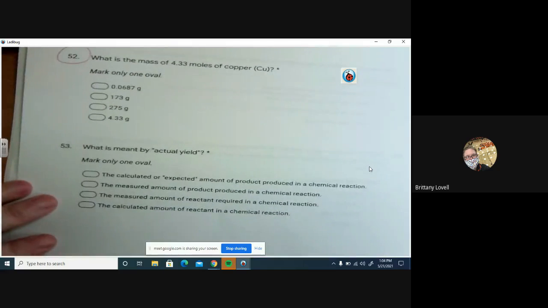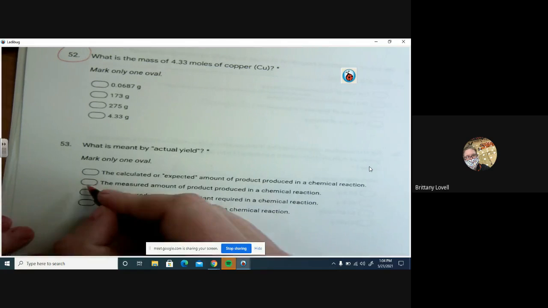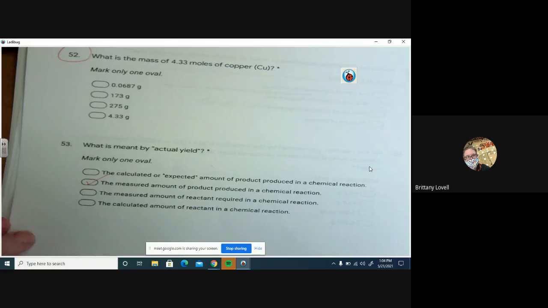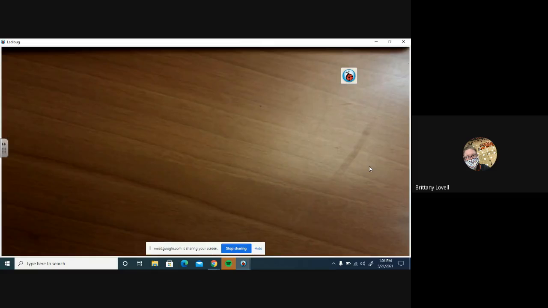53, what's meant by actual yield? If you go back to the lab and you do an experiment and you actually produce a product, that's your actual yield. Then you would compare it to something called a theoretical yield, which is what you calculate with stoichiometry. So an actual yield is the measured amount that you get in the lab of a product produced in a chemical reaction. So number 53, the best answer is letter B, the second one.